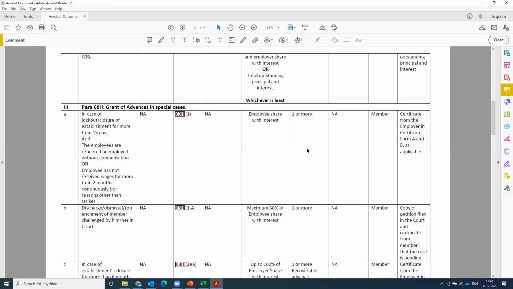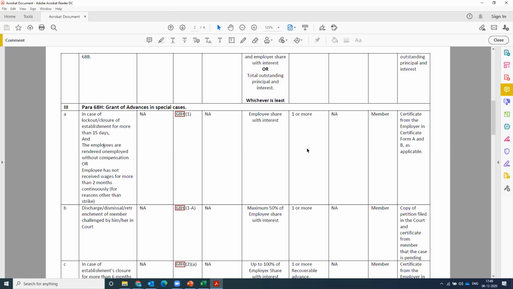So in that case, he can simply fill Form 19 and 10C, and he can attest that form with a gazetted officer. He needs to fill that form in front of a gazetted officer, and that gazetted officer will attest the form, certifying that this form has been filled in front of him.